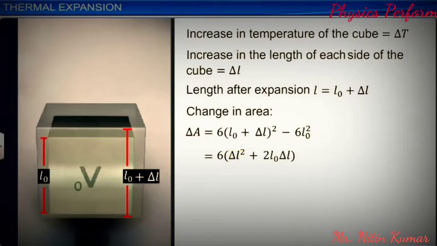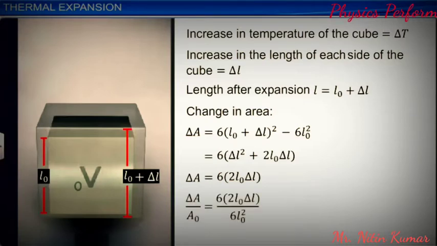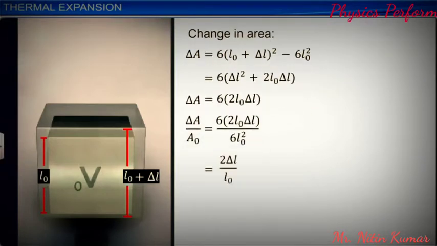Then we get delta A is equal to 6 into 2 L naught delta L. Now, by dividing delta A by A naught, we get 6 into 2 L naught delta L by 6 L naught square. On further simplification, we get alpha A equals 2 alpha L. Let this be equation 1.